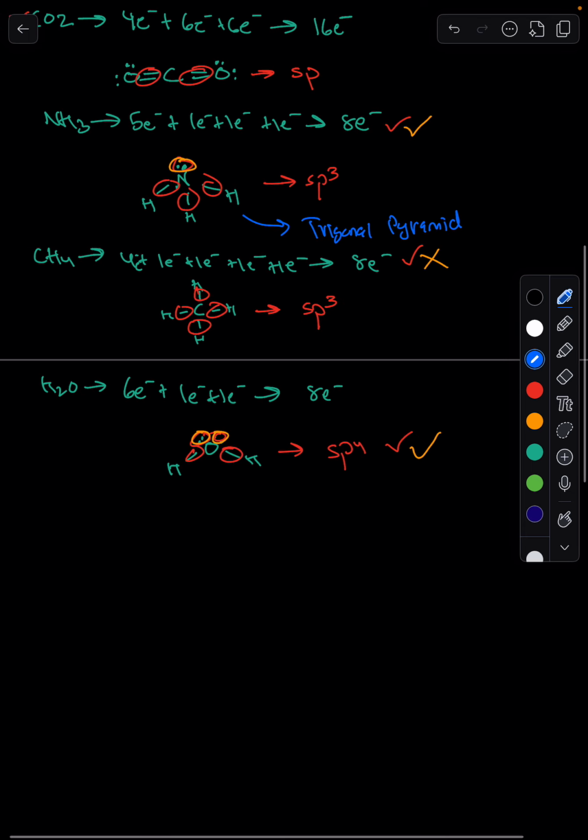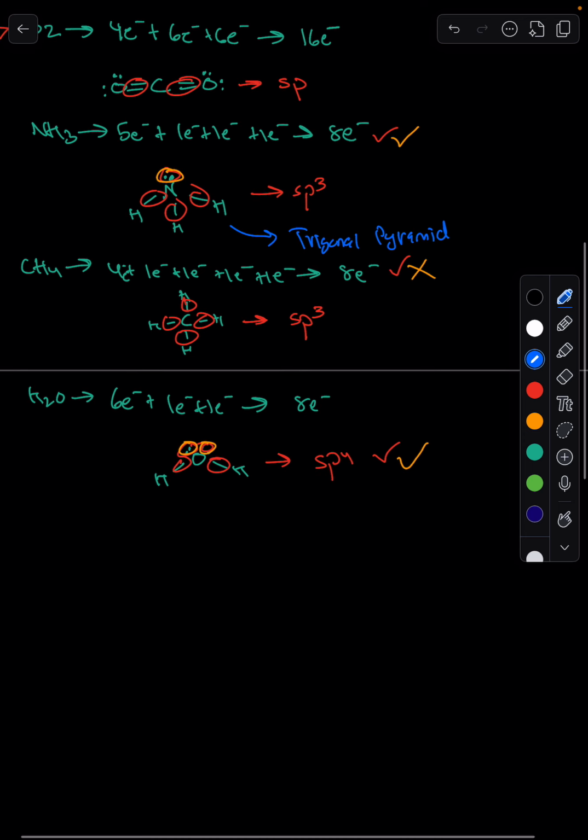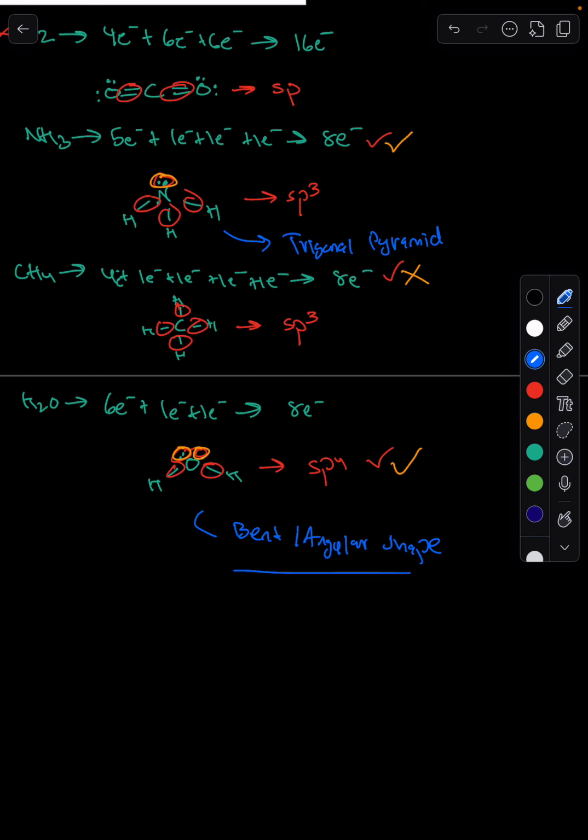And then we have water. Now, water also has 4 domains, but it's split between 2 bonds and 2 lone pairs, which gives it a bent or angular shape. Therefore, our answer is water.